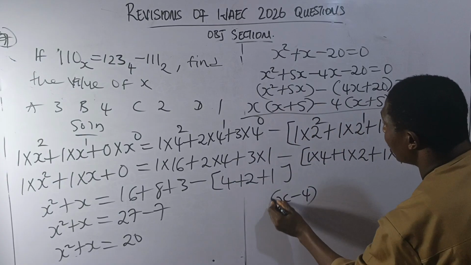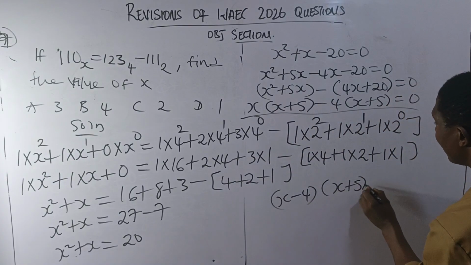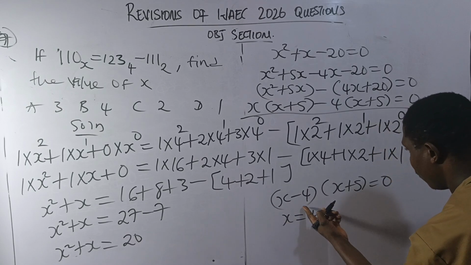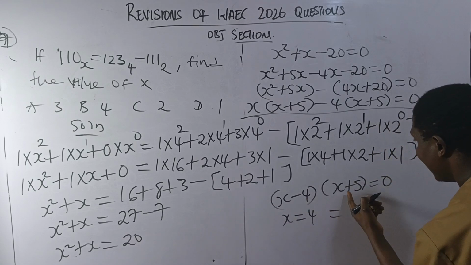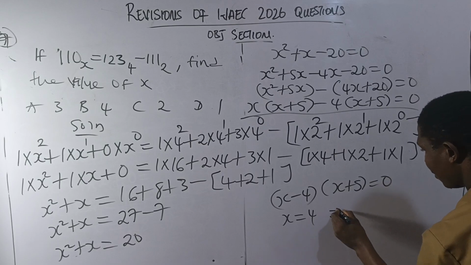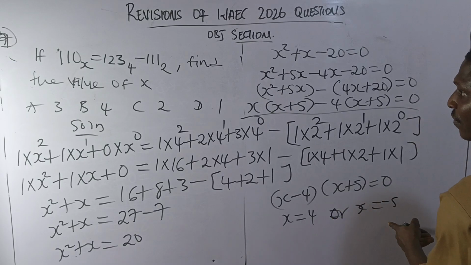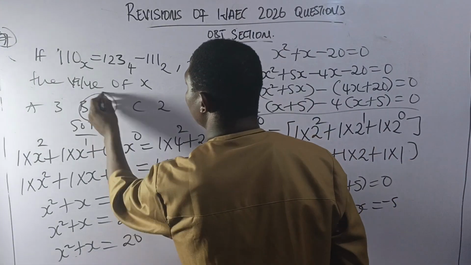So from here, I'll simply have x minus 4 and x plus 5, since x plus 5 is common. So I have x minus 4 in brackets, x plus 5, equals 0. So x will be equal to positive 4 if I equate using the zero product rule, and x plus 5 will be equal to 0, and x will be equal to minus 5. So the negative value was neglected, and our answer is equal to 4.